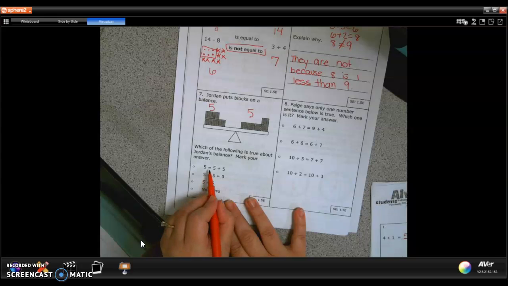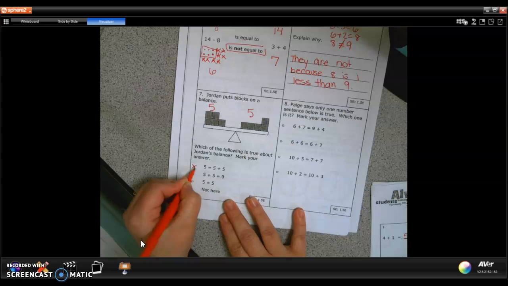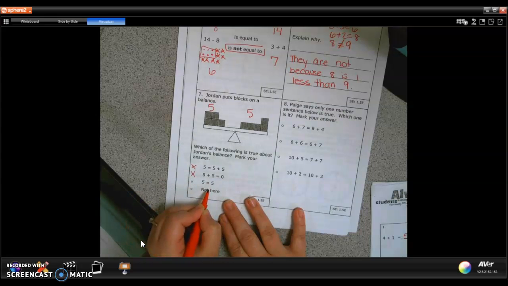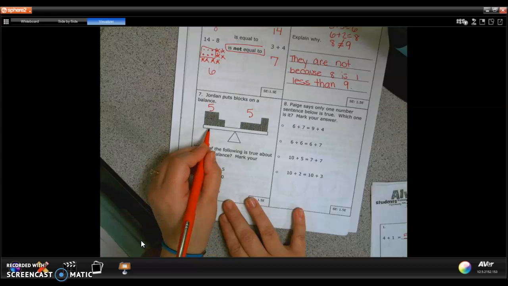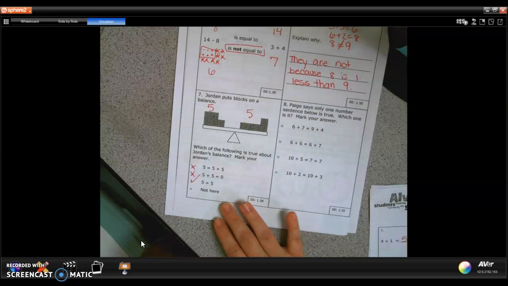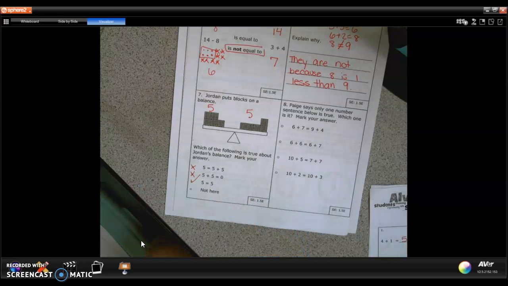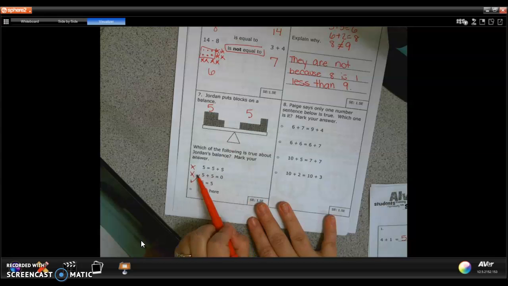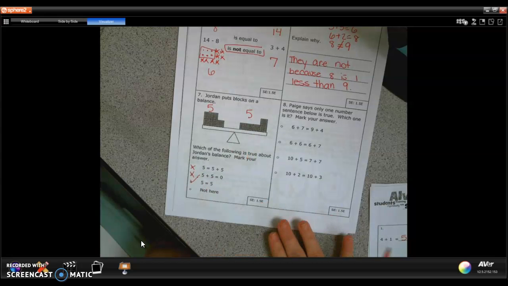But let's see. He has 5 equals 5 plus 5. No. He has 10 blocks total. 5 plus 5 equals 0. No, he still has 10 blocks. 5 equals 5. That is true. 5 is the same as 5. And not here. You could, if you were looking for 5 plus 5 equals 10. But we're looking for these blocks. So I know 5 is the same as 5 blocks.